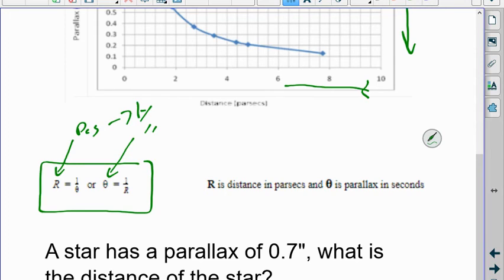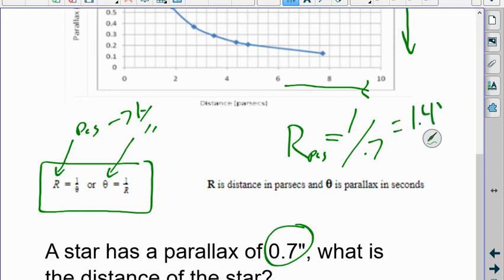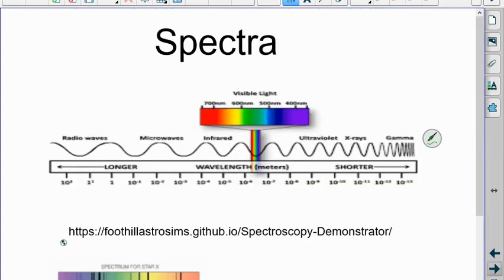Okay. So a star has a parallax of 0.7 seconds. What is the distance? Remember, distance is r, measured in parsecs, is 1 divided by theta measured in seconds. So if I do 1 divided by 0.7, I get 1.42. And again, that would be in parsecs. That's all you have to do for that. Okay? Questions on parallax? Okay.